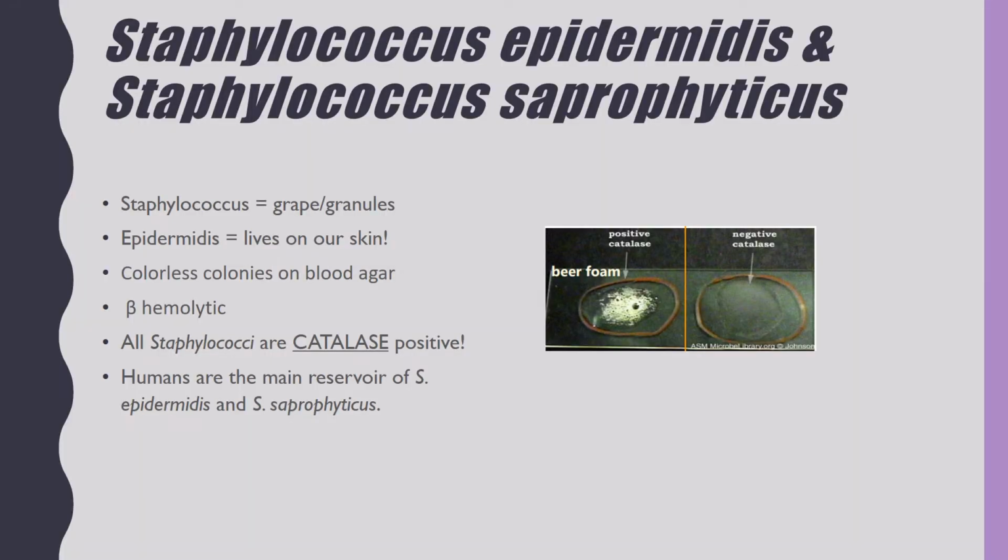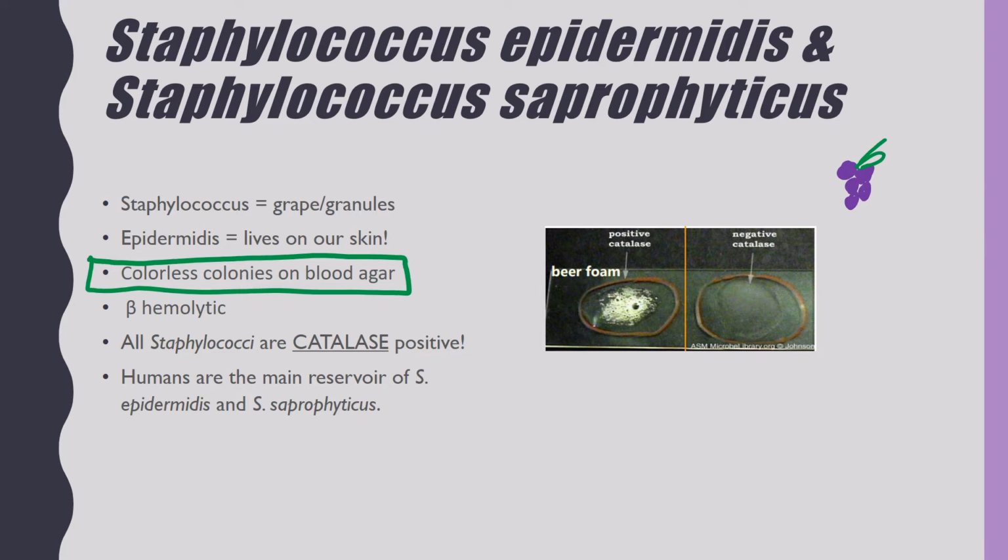Okay, so once again, we're still dealing with gram-positive organisms. These are also gram-positive cocci, and occasionally they do still form those grape-like clusters when you look at them in culture, just like Staph aureus. Unlike Staph aureus, though, these guys are colorless colonies on blood agar. Remember that Staph aureus gives you that golden hue, hence aureus, which is the root word for gold. This one is colorless. Well, both of these are colorless, epidermidis and saprophyticus.